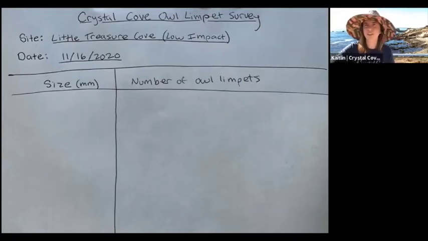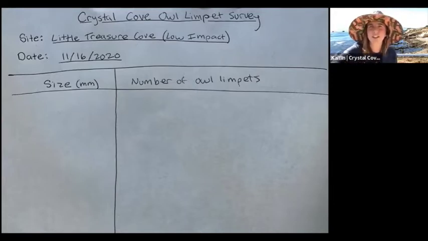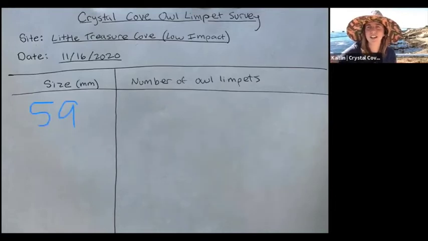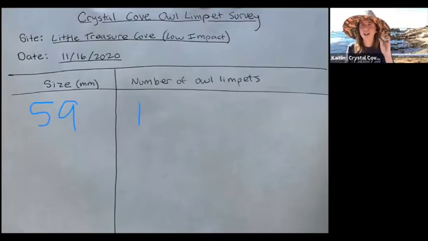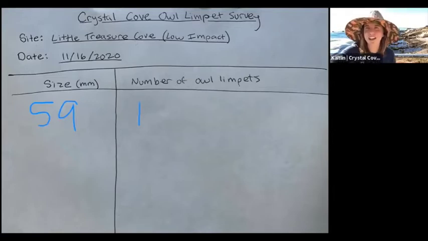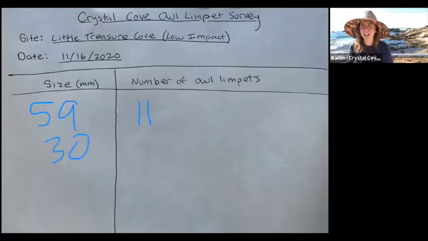And the way that we're going to fill this out as you're setting that up is, let's say, for example, my test owl limpet here I know is 59 millimeters. So I'm going to write 59. And then in the number of owl limpets, I'm going to start with a tally mark because I have 1 owl limpet that was 59 millimeters. If I find another owl limpet that was also 59, I would add another tally mark. If I found one that was 30, I would write in a different measurement and do the same thing, tallying up all the owl limpets that were 30 millimeters.